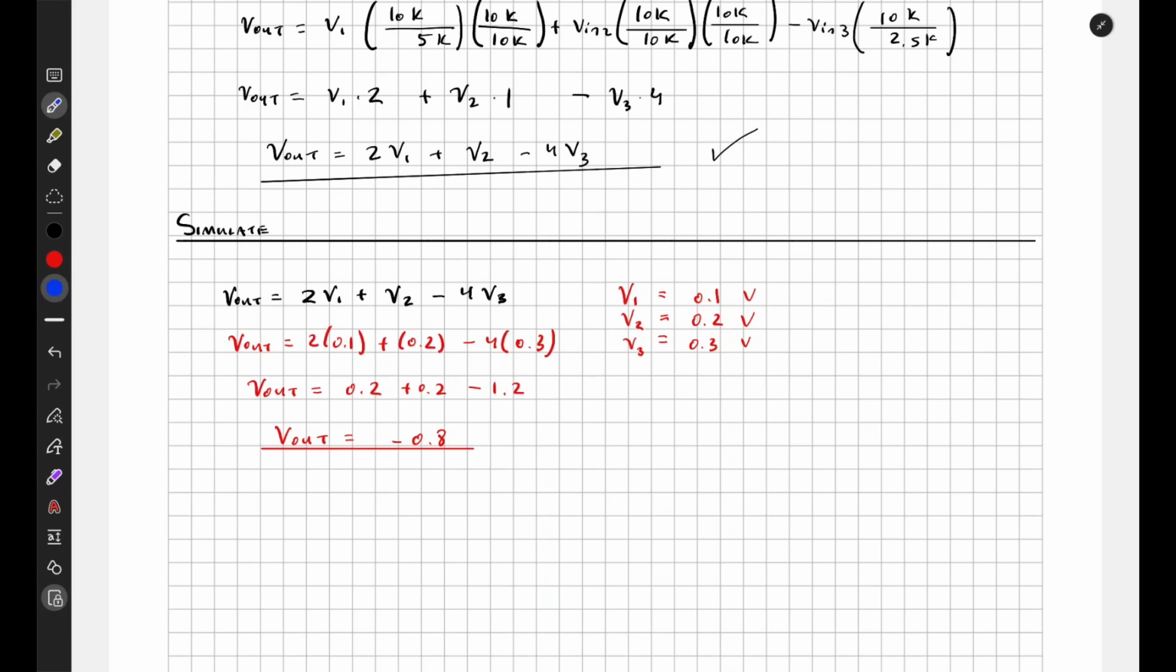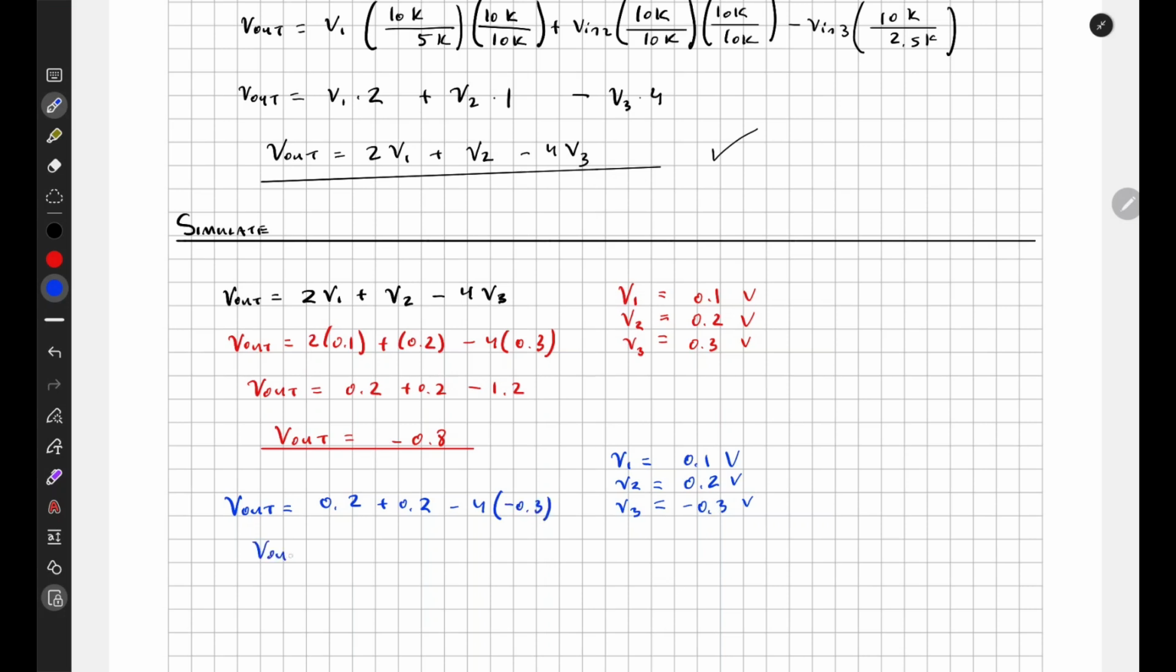And to continue on, let's pick another example, arbitrary values. I'm going to keep V1 equal to 0.1 volts and V2 equal to 0.2 volts, but this time I will make V3 negative 0.3 volts, and the reason is because the negative sign can force this value to go positive. So in this case Vout is equal to 2 times 0.1 plus 1 times 0.2, plus this time 4 times negative 0.3.